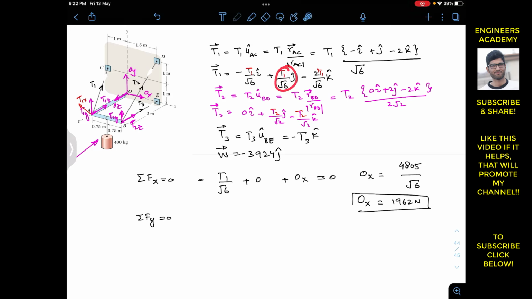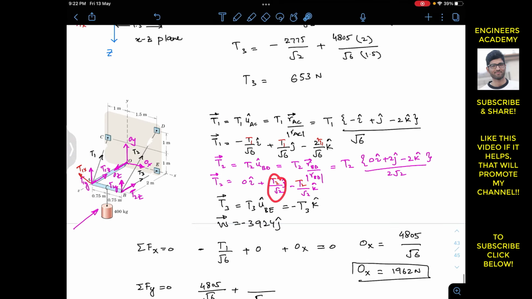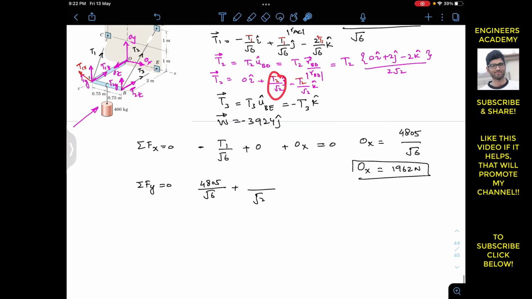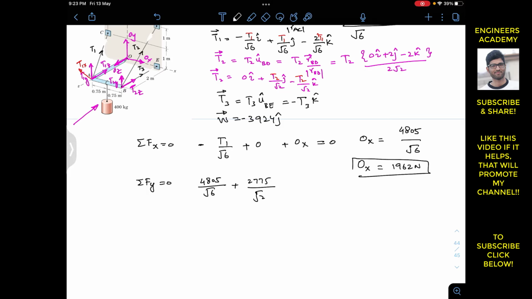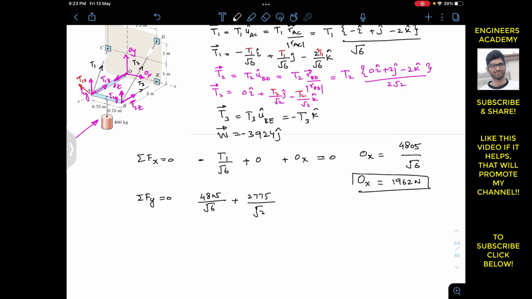Now we have to add all the j components. So this is T1 divided by square root 6, where T1 is 4805 divided by square root 6. Then the j component of T2, which is plus T2 divided by square root 2, and we know T2 is 2775. Similarly, T3 is only acting in the k direction, so its j component is 0, and the weight is acting in the j direction, so we will write minus 3924, and in the y direction we have OY, so I will write plus OY, and this is equal to 0.